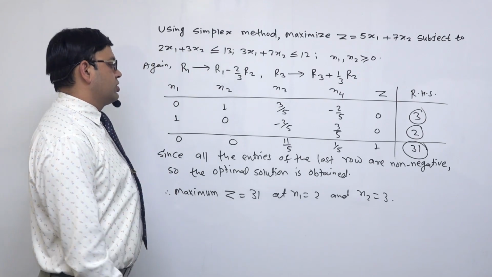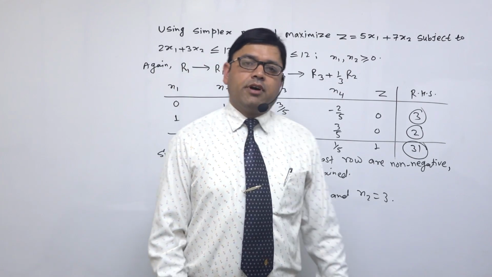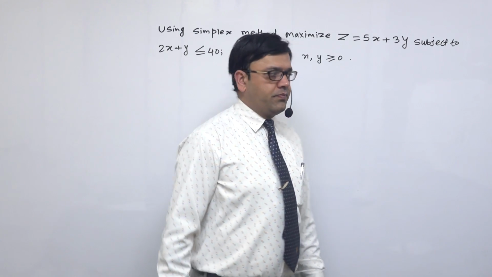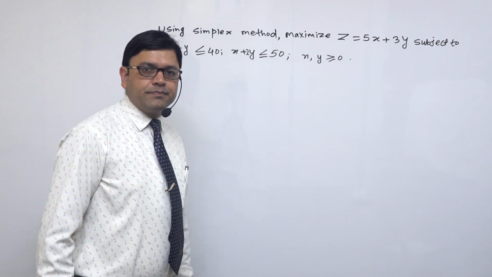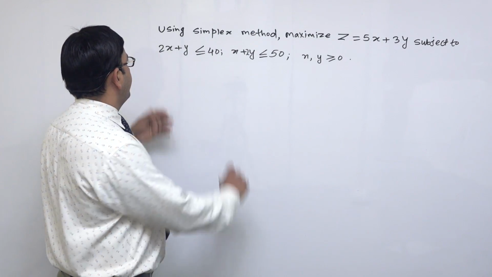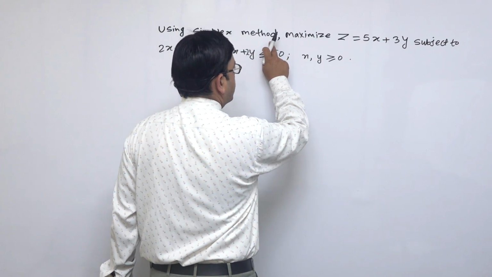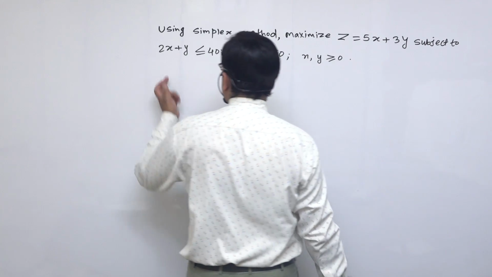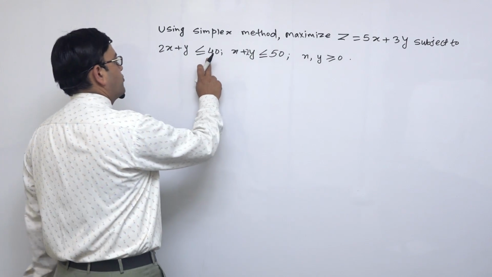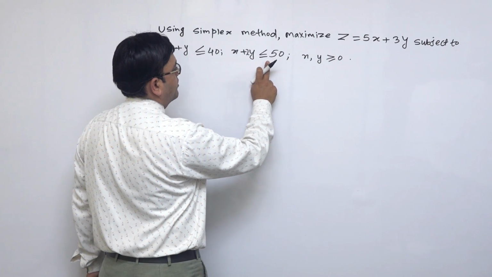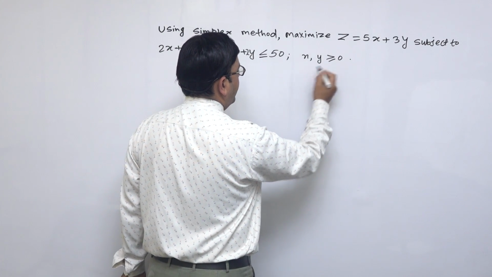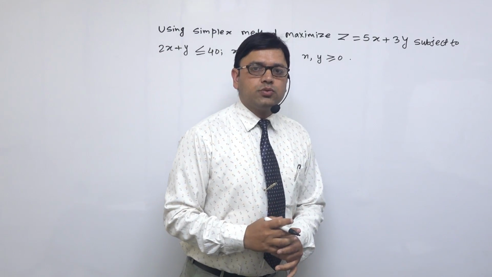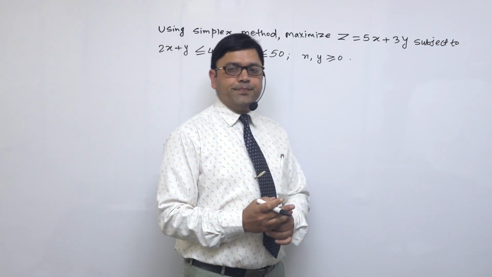This is a very long question. Yes, this is a long answer question of our class. Students, now we are going to start another question of linear programming problems. Our question is: using simplex method, maximize z is equal to 5x plus 3y subject to 2x plus y less than or equal to 40, x plus 2y less than or equal to 50, and x, y greater than or equal to 0. So, how can we solve this question by using the simplex method?